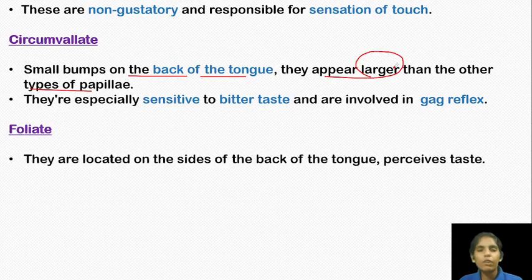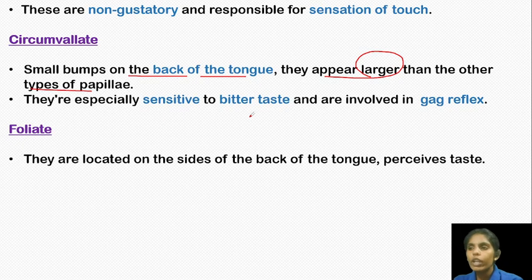And the other function of the circumvallate papillae is that they are involved in a phenomenon called the gag reflex. So, what is this gag reflex? Whenever a foreign object like a popsicle stick or an ice cream stick tries to enter our mouth, the circumvallate papillae will sense the presence of the foreign object and cause the contraction of the muscles of the throat, preventing the entry of that foreign object into the esophagus or the pharynx. That is known as the gag reflex.